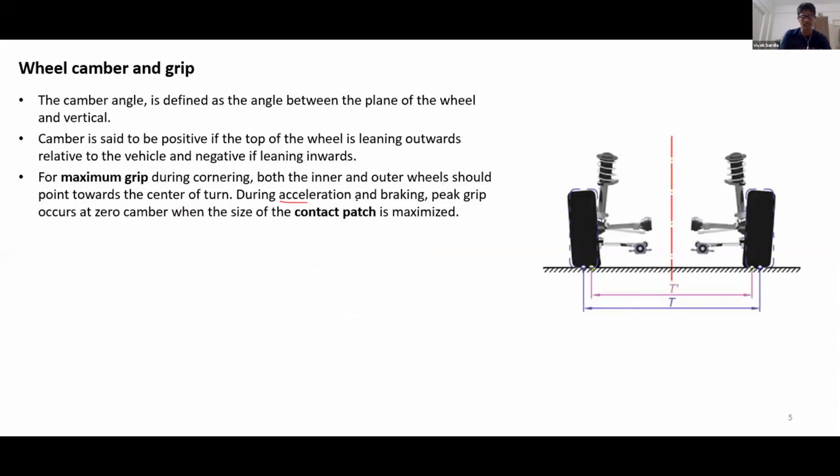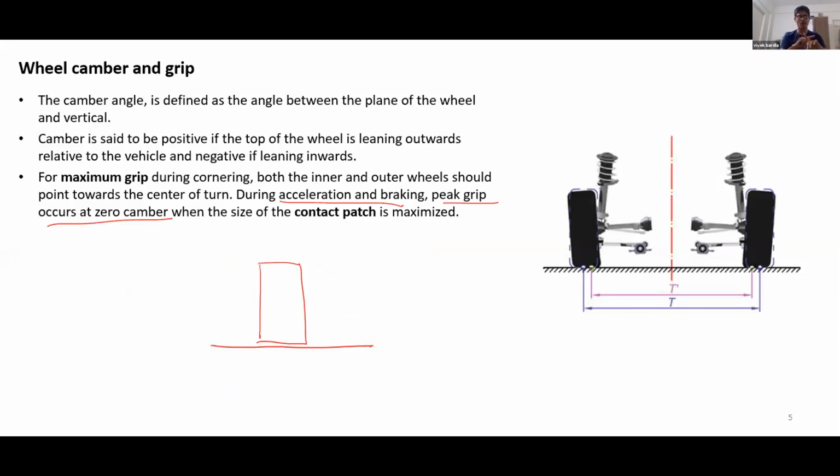During acceleration and braking, peak grip occurs at zero camber. That is, when your vehicle is going in straight ahead condition, your wheel should be absolutely perpendicular to the ground, right? This maximizes the contact patch area, and hence it maximizes the amount of force that your tire can produce, which maximizes the G level at which you can either accelerate or brake.